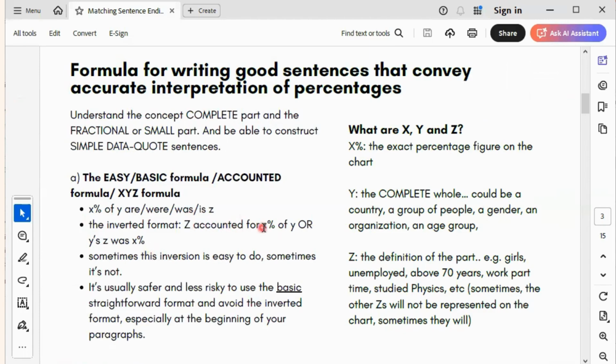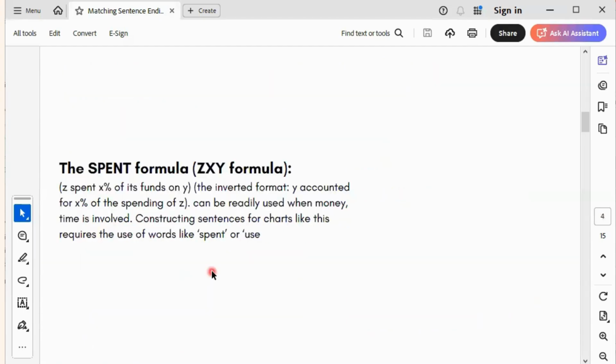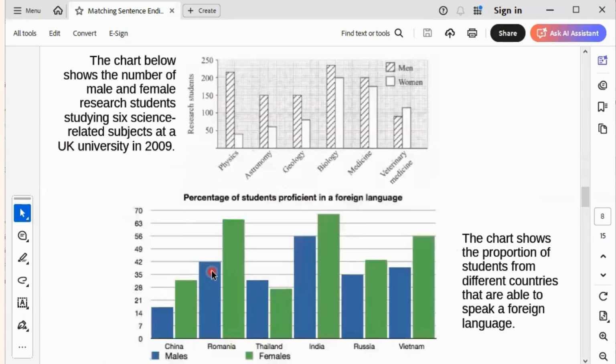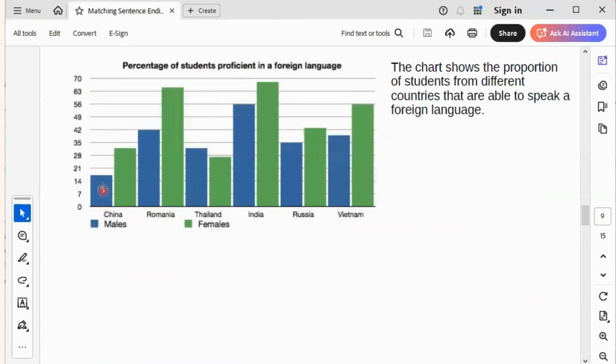So Z accounted for X% of Y. This inversion, look at what I wrote here: inversion is sometimes easy to do, sometimes it's not. It's usually safer and less risky to use the basic straightforward formula: X% of Y is Z. It's very easy. But let me try this thing. Y's Z was X%. Let me see. That other one doesn't seem to be working. Let me just do this and then we'll move on.